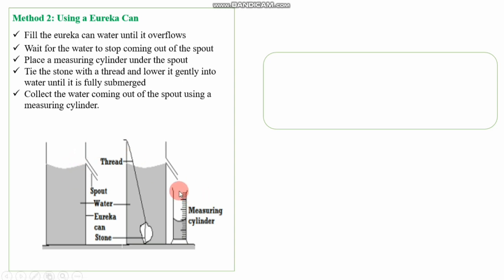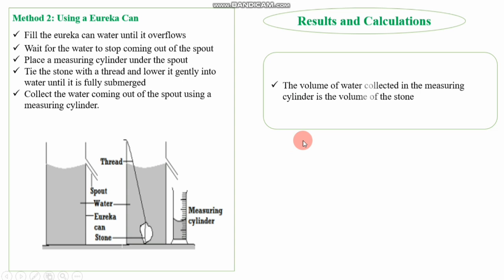So the first thing you do is to place the empty measuring cylinder. Then you place a tied stone inside this water. This stone will displace water that is equal to the water measured in this measuring cylinder. So results, the volume of water collected in the measuring cylinder is the volume of the stone. So this volume, if you read its value, will be equal to the volume of the stone.